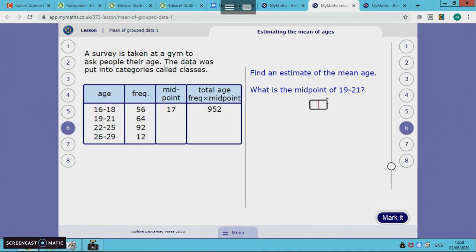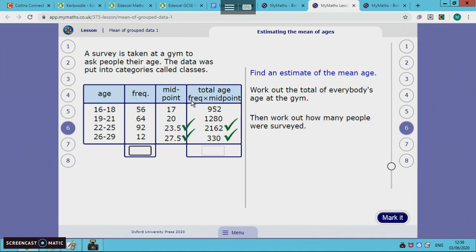What's the midpoint of 19 to 21? Well, that's 20. So that goes there. 64 people are 20 years old, so 64 times 20 to find the total number of years: 1280 altogether. And then we can fill in the rest. So this here would be 23.5, and then this here would be 27.5. Now what we would do here is 92 times 23.5, which is 2162, and then 12 times 27.5, which is 330. Mark those and let's see if they're right.